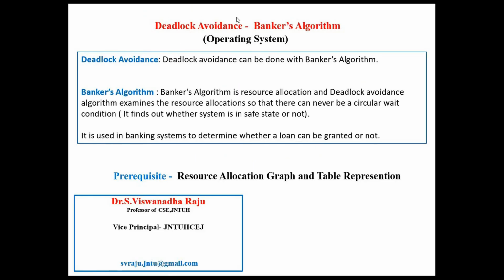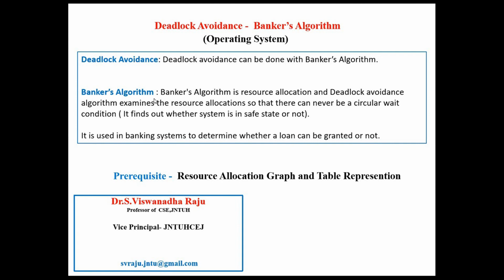Hello friends, in this video we will be discussing deadlock avoidance using Banker's algorithm. Before going to understanding of the deadlock avoidance concept, we must know the resource allocation graph and table representation. These two representations are mainly used for finding whether the system is in a safe state or not. This is what I explained with examples in previous videos. In this presentation, I am taking a table representation for finding whether the system is in a safe state or not.